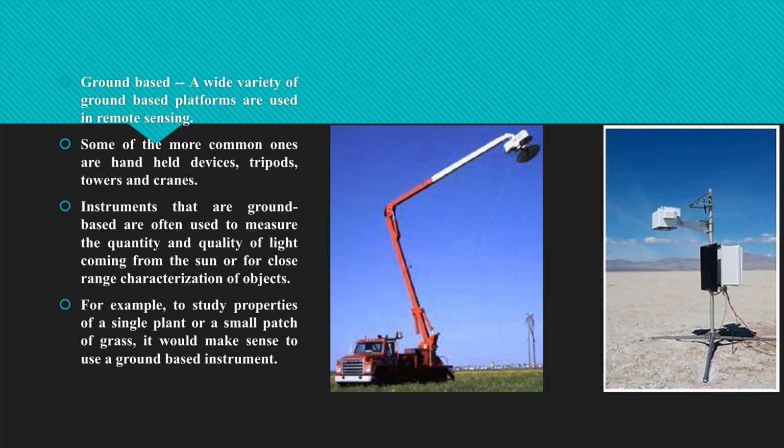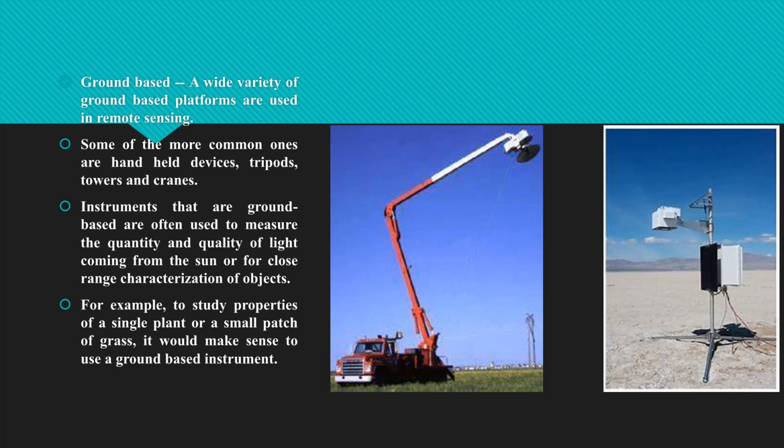Basically, ground-based platforms, as the term describes itself, are platforms that are connected with the ground. Ground-based platforms are a wide variety of platforms that are used in remote sensing. Some basic examples of ground-based platforms are handheld devices, tripods, towers, and cranes. As in the figure, you can see there is a crane upon which the camera is mounted. And in the second figure, you can see a tripod on which the camera is mounted, which is performing the remote sensing process.